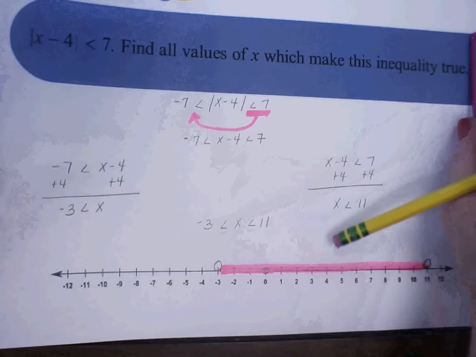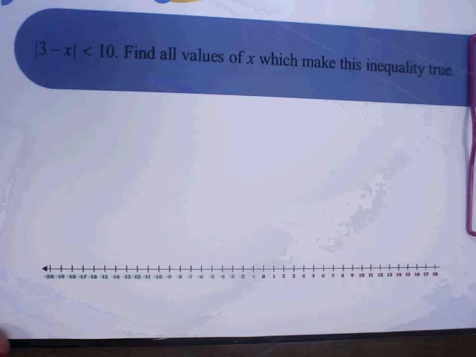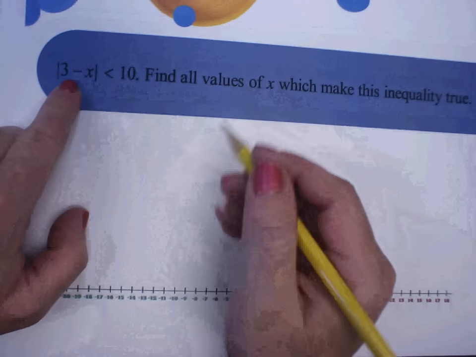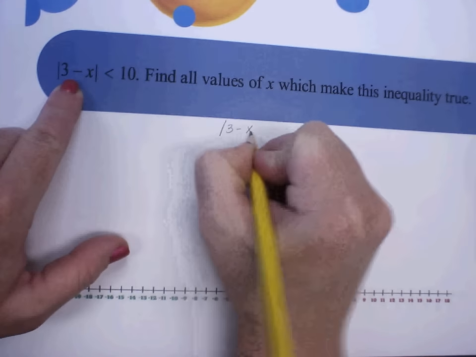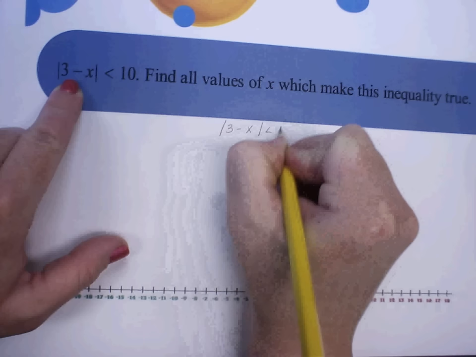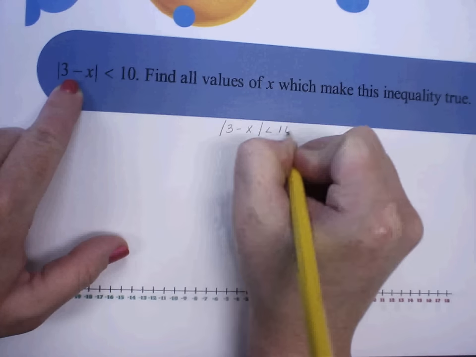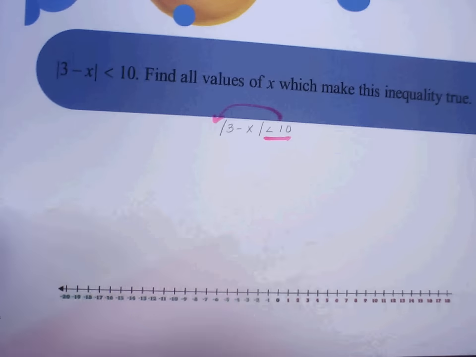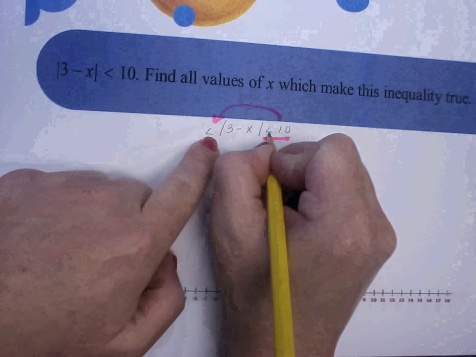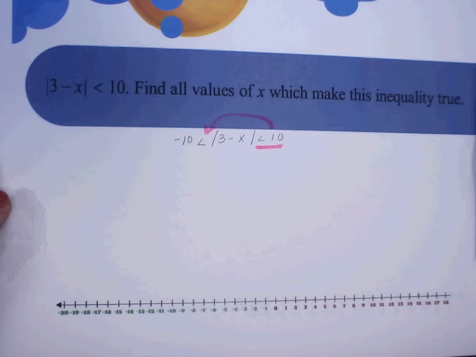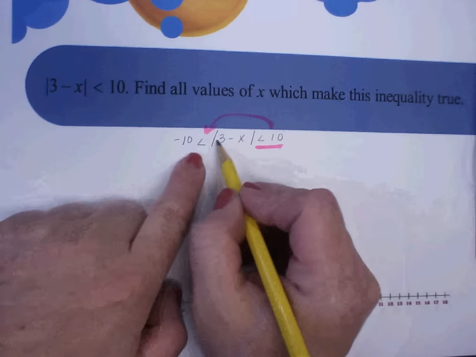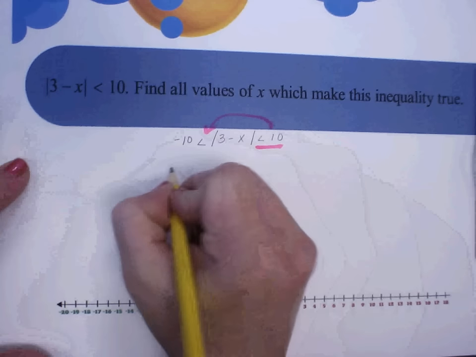All right, let's go to the next one. Let's go ahead and write the inequality again. Remember, you're going to take this part and write it in the front, and it's going to have this same inequality, but it's going to be a negative 10. On the next step, I'm going to get rid of the absolute value.